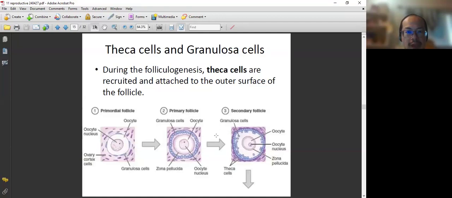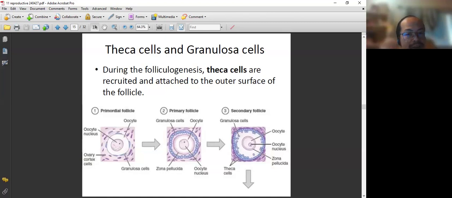Graafian. So in the follicle, you have the oocytes right here. You have the granulosa cells. Throughout the follicle development, you also have the theca cells. You don't see theca cells in the primordial, but you will start to see theca cells grow on top of the granulosa cells. So you have 3 cells, just like testicles. In testicles, you have Sertoli, Leydig, sperm. In females, you have oocytes, granulosa, and the theca cells.